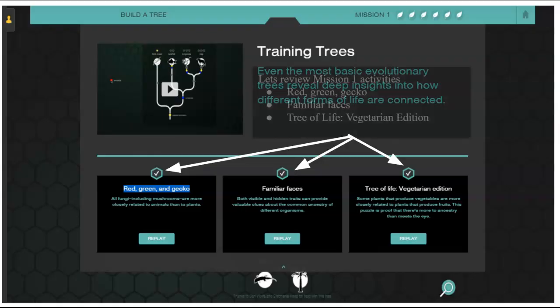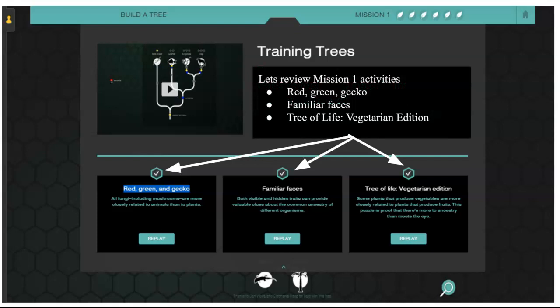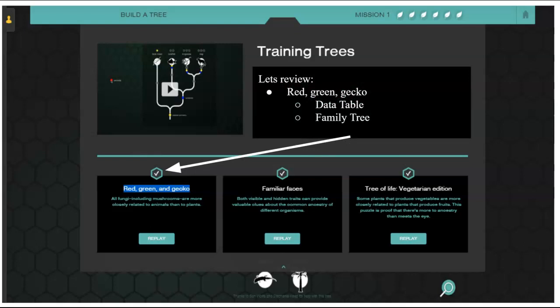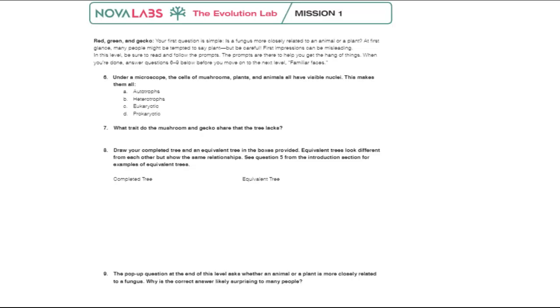Okay, next, let's review mission 1 activities. There are 3 of them: Red Green Gecko, Familiar Faces, and Tree of Life Vegetarian Edition. Let's start with Red Green Gecko. We'll go through the data table and family tree.